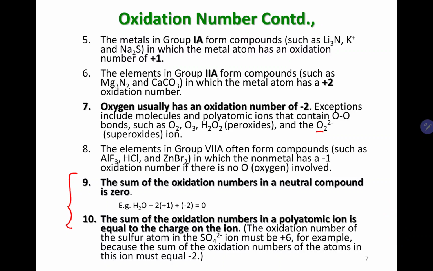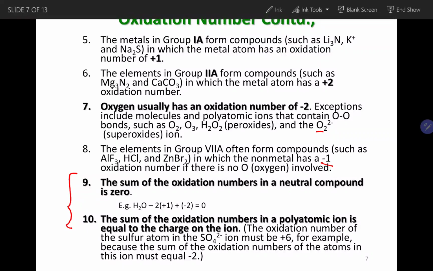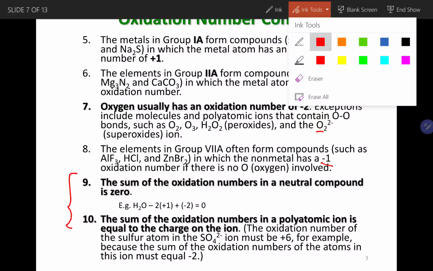Rule number 8 talks about halides, usually halide compounds. In halide compounds, the halogen atom has a -1 oxidation number. Halogen atoms have a -1 oxidation number.